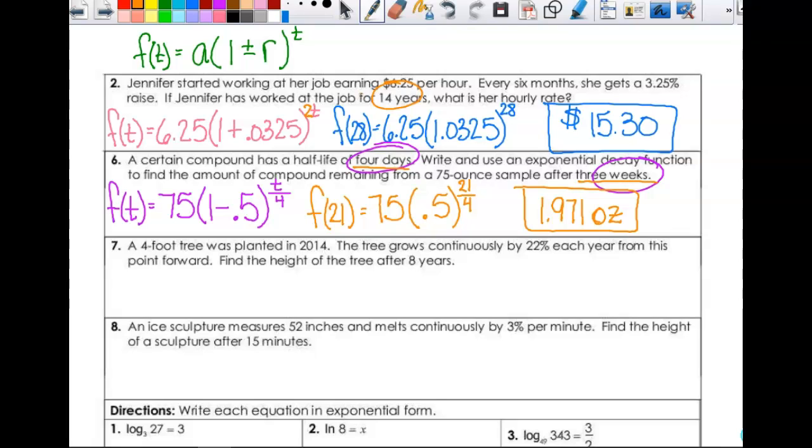All right, a 4-foot tree was planted in 2014. A tree grows continuously by 22% each year from this point forward. Find the height of the tree after 8 years. Am I using this equation? What word tells me I'm not? Continuously. Continuously means I'm using e. That's my PERT formula. A equals P times e to the rt power. PERT.